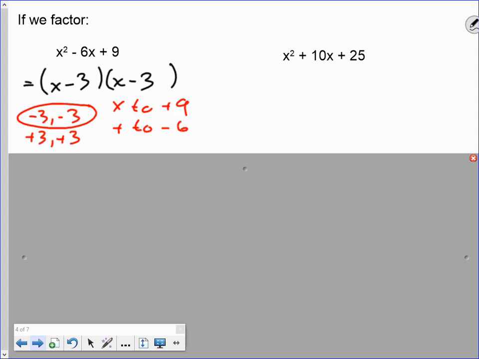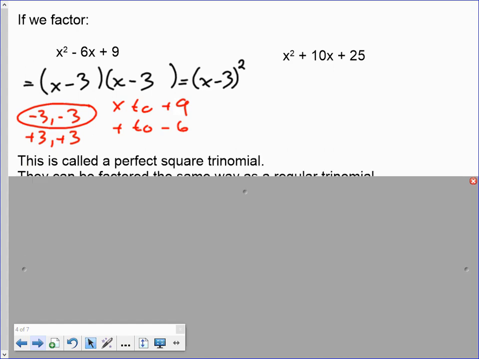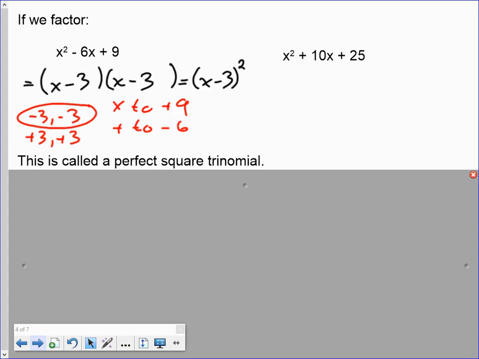Notice that those 2 terms that we have are now the same. We've got x minus 3, x minus 3. X minus 3 times x minus 3 is just x minus 3 squared, to write it a little bit more compactly. So this is what is called a perfect square trinomial, because when we factor it, we get a single thing, x minus 3 in this case, that is squared.